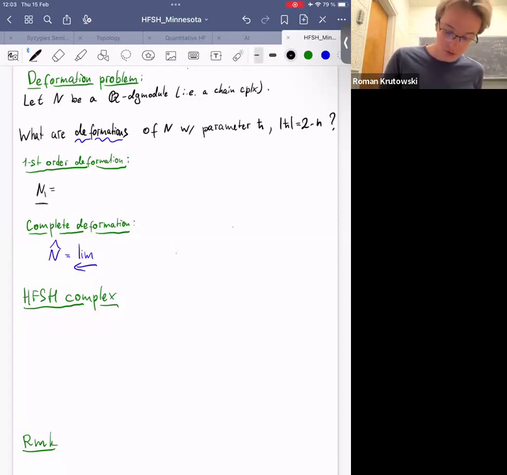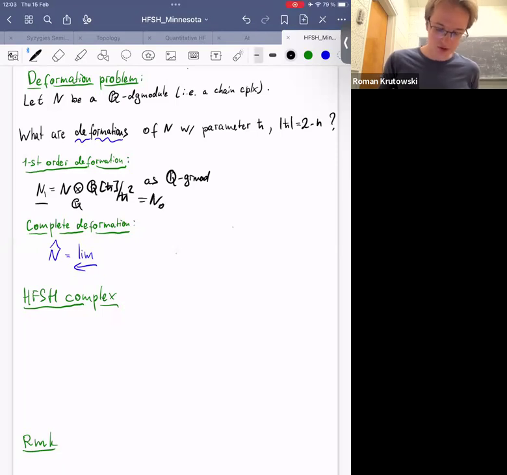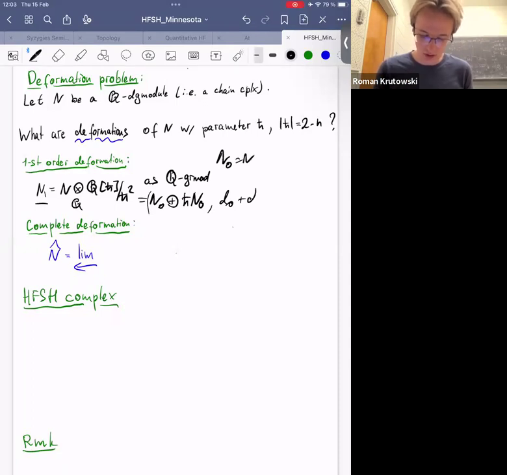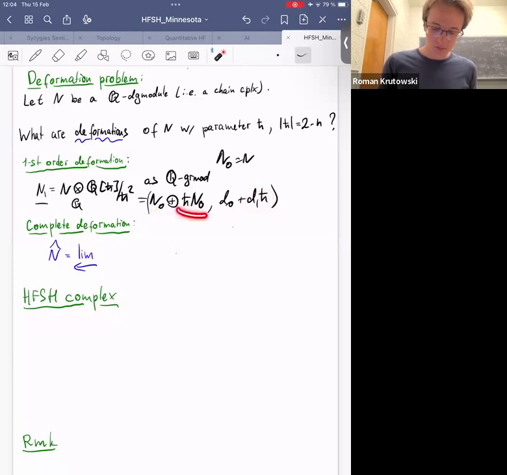As just a Q graded module, it is supposed to be a tensor with dual numbers in H. And this is a tensor product over Q. So you can write this as our old N, which is N0, plus H times N0. Now we need to introduce a differential here, and the differential would be the old d naught, which existed on N naught, where N naught is equal to N. And now we need to add d1 H to this. And this d1 H would be going from here to here. And here it would just be 0 because we set H squared to be equal to 0.